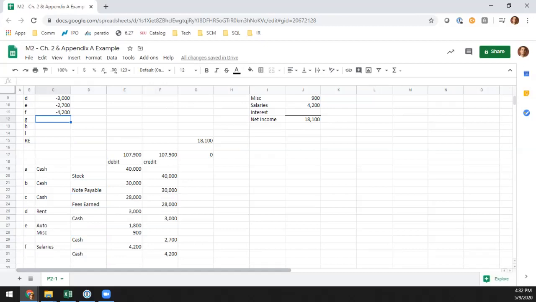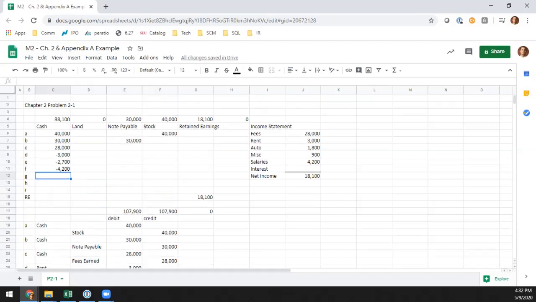G, paid interest on note payable. Okay, so this is one where I imagine some of you will get messed up, but what we did was we paid interest. If we're paying something and it doesn't tell us otherwise, then we're assuming it's with cash. So we spent $100 in cash, and interest is $100.